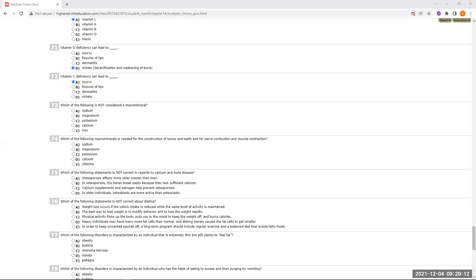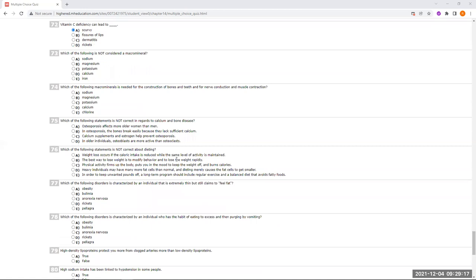All right, let's look at 75. Which of the following is not correct in regards to calcium and bone? In older individuals, osteoblasts are more active than osteoclasts. That one is not true, right? It's the other way around. The osteoclasts, because everything is slowing down. So therefore, the osteoclasts are more active than the osteoblasts.